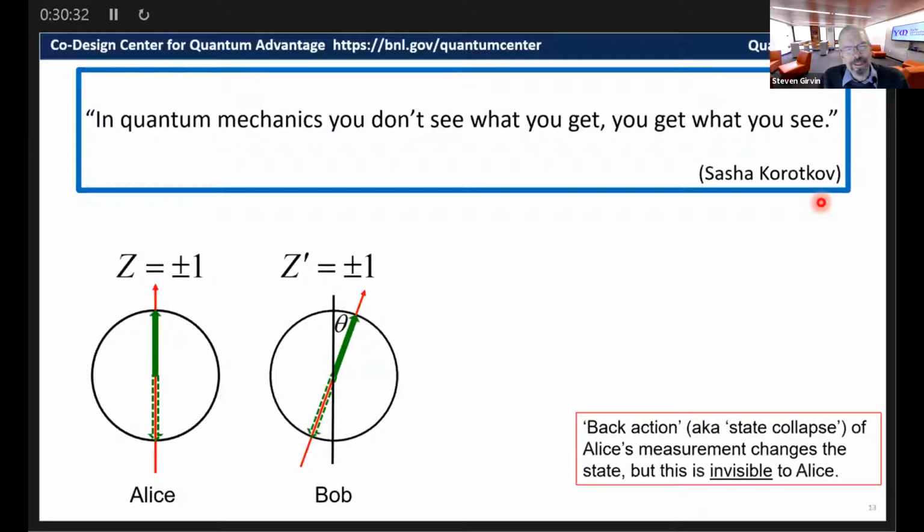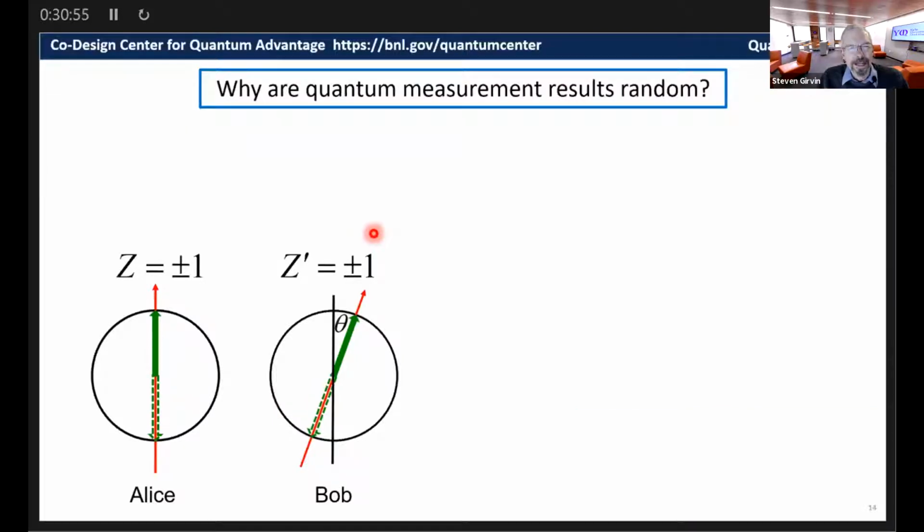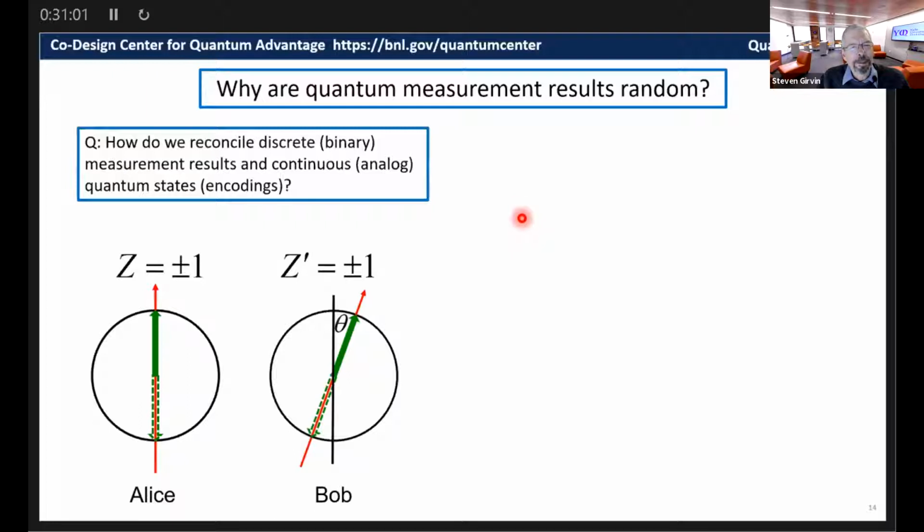So this leads to this wonderful expression that Sasha Korotkov likes to use, that in quantum mechanics, things are random, but you don't see what you get, you get what you see. The act of looking brings into existence the state you are looking at. And you might ask, well, why are quantum measurement results random? That's because we have to reconcile the fact that if Alice makes a measurement, she always gets one bit. She always gets one of two discrete possibilities.